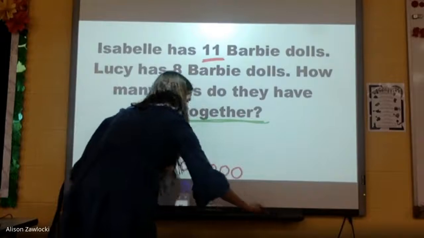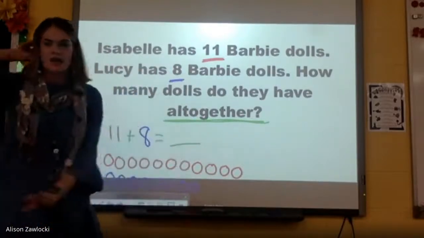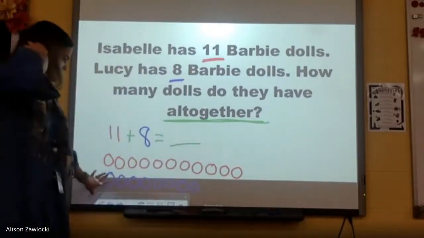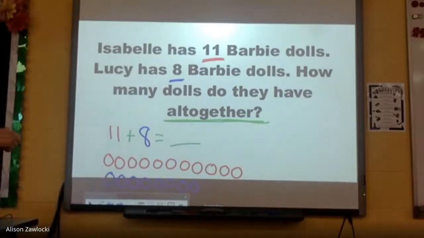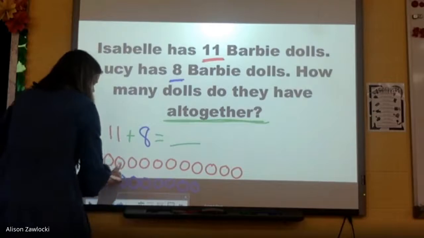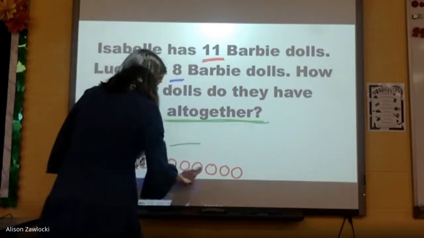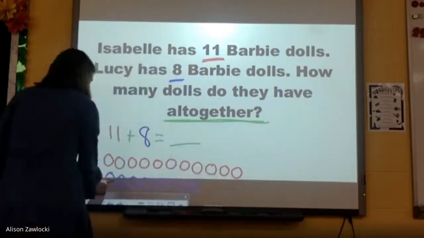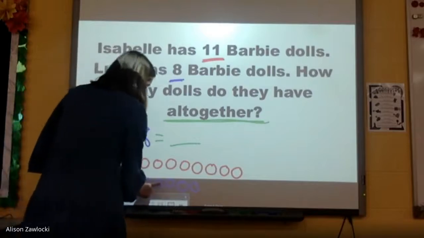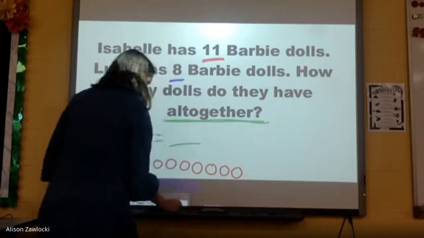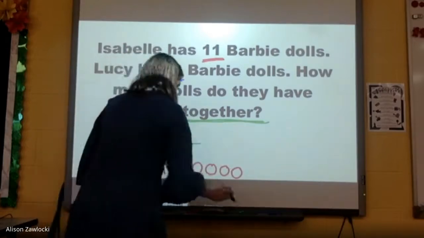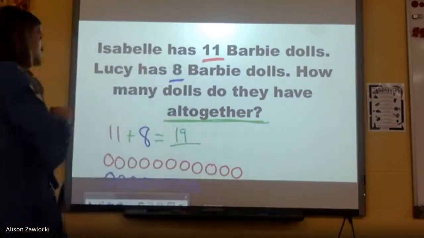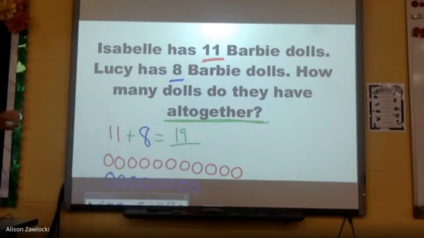Now I'm going to go back and count how many I have all together. You can't really see it super well in the black here, but I drew my 8 circles in blue. So let's count these now. 1, 2, 3, 4, 5, 6, 7, 8, 9, 10, 11, 12, 13, 14, 15, 16, 17, 18, 19. I have 19 circles. So 11 plus 8 equals 19.